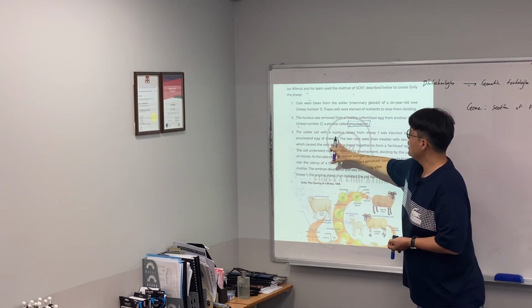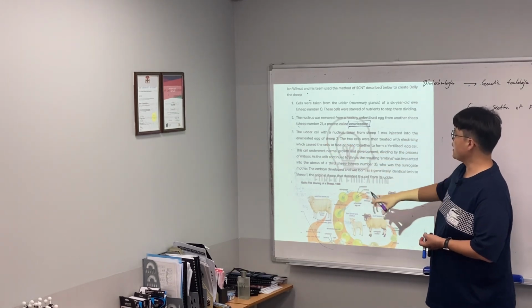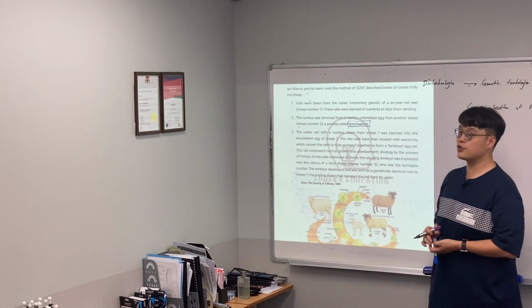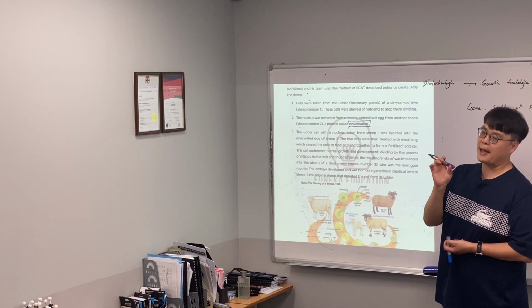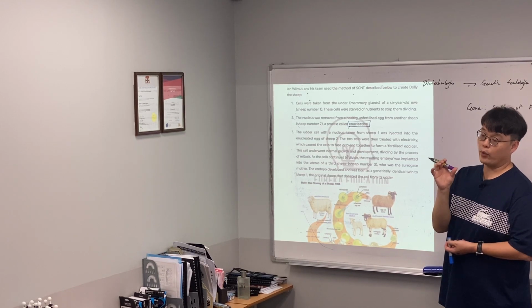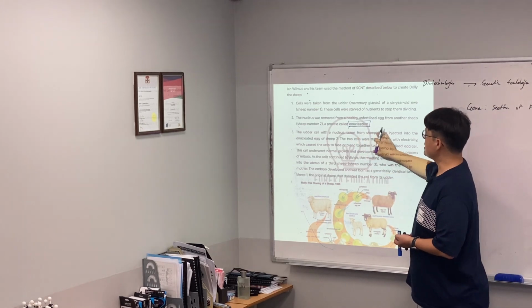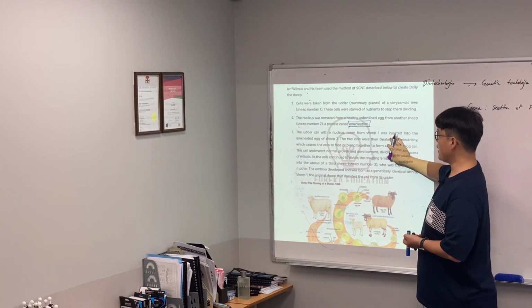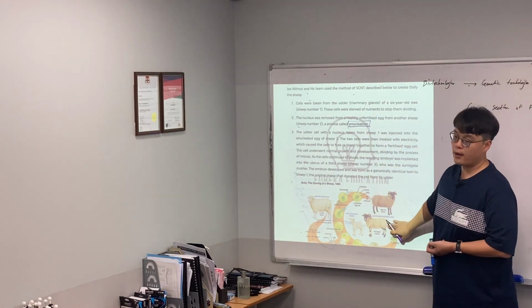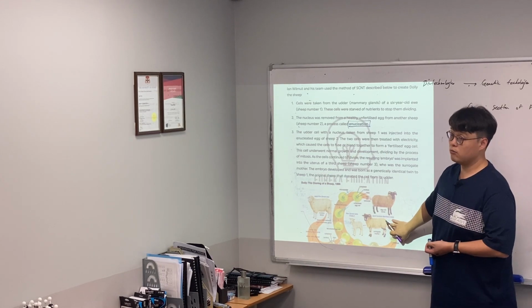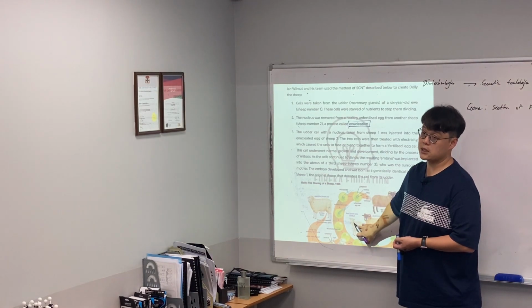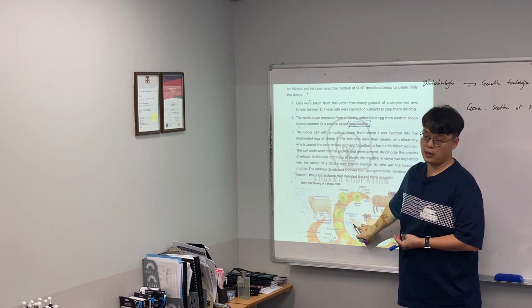Enucleation. Then the cell with the nucleus from this sheep is put into the egg. I kind of call it an empty shell, the egg cell without the nucleus. So put it into the enucleated egg cell, and then put that into the surrogate mother. All right, and then you get the exact same cloned sheep out of it.